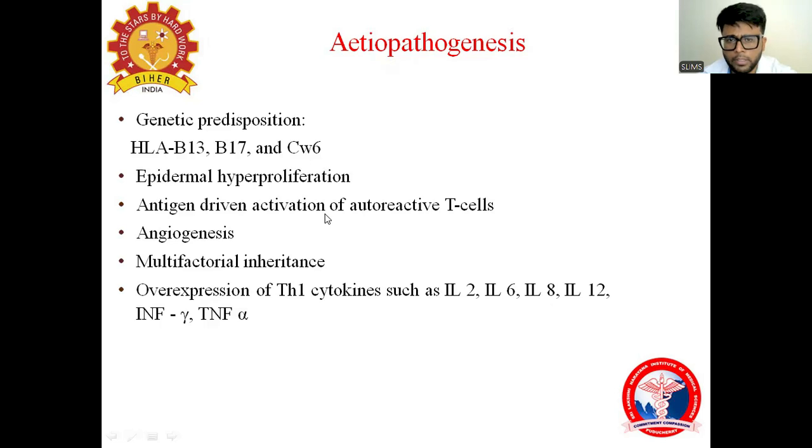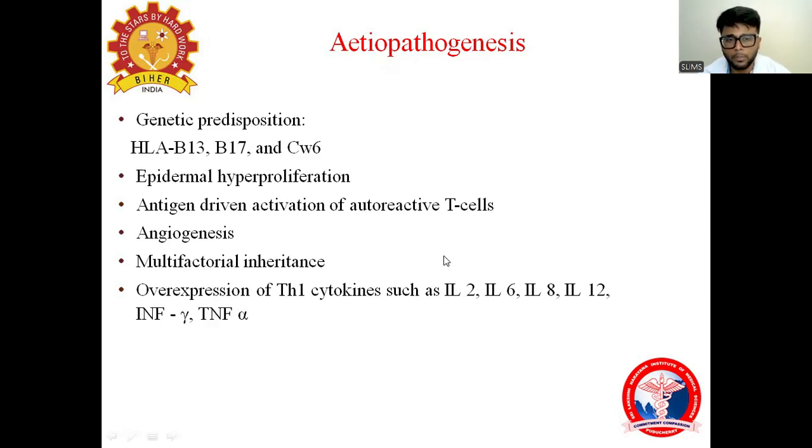So, what is the etiopathogenesis? There are two types of psoriasis: type 1 psoriasis and type 2 psoriasis. Type 1 psoriasis is common in the young age group, whereas type 2 psoriasis is common in old age. Type 1 psoriasis has a genetic predisposition, which is HLA B13, B17, CW6, whereas type 2 psoriasis is mainly sporadic. Type 1 psoriasis carries a bad prognosis, whereas type 2 psoriasis carries a good prognosis.